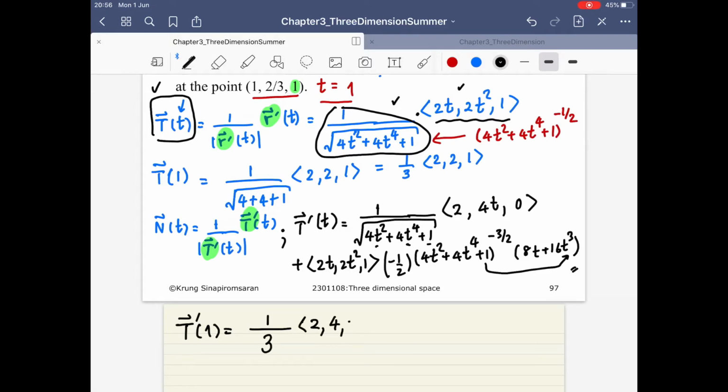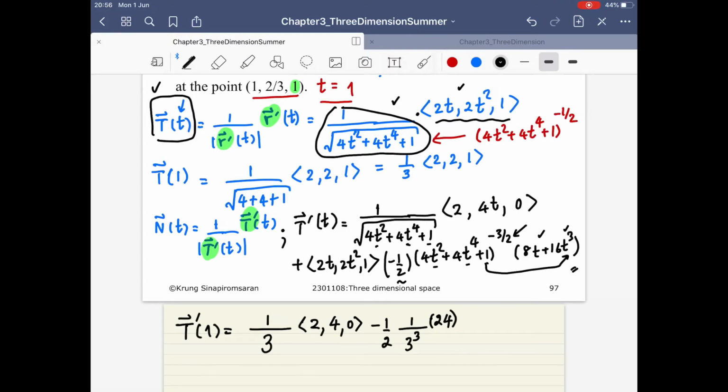2, 2, 0, and then actually it is a minus 1/2, right? And then this is again 4 plus 4 plus 1. So it is 1 over 3 raised to the power 3, right? Because you do the square root and then you do a cube. And how about this one? 8 and 16, right? So it is 24, is it?